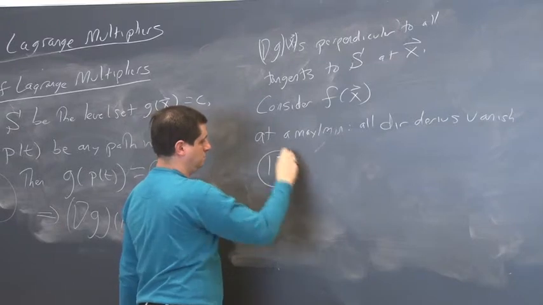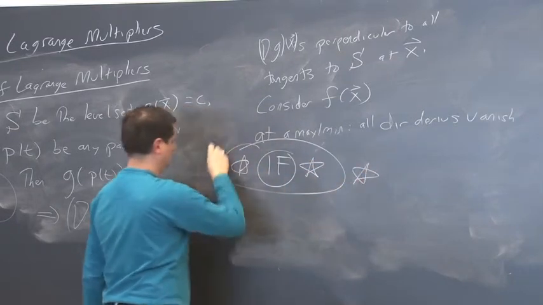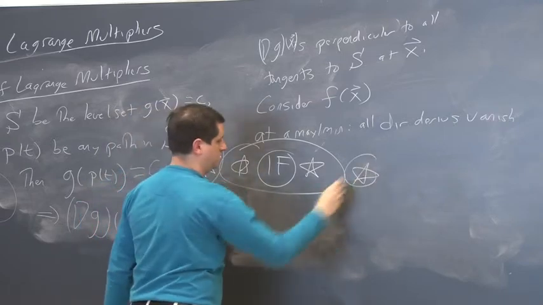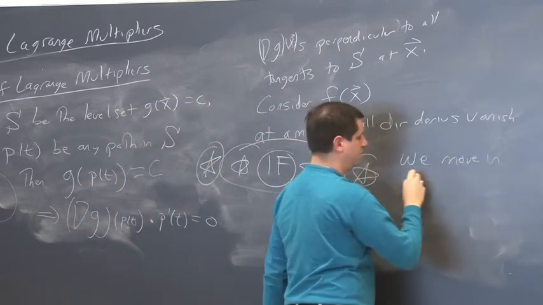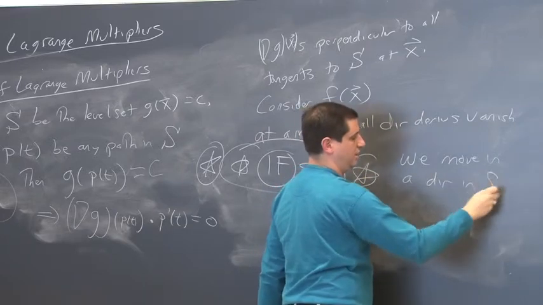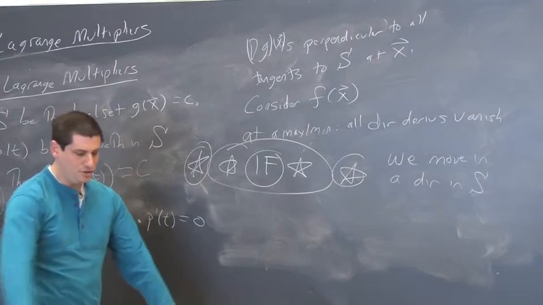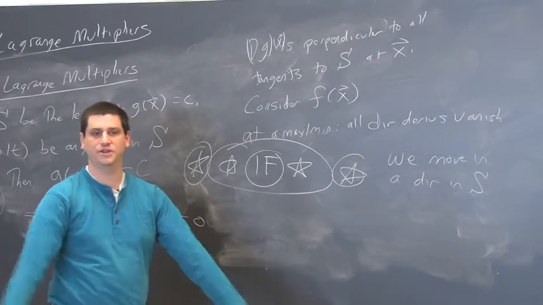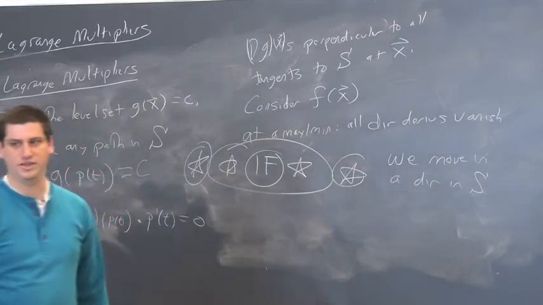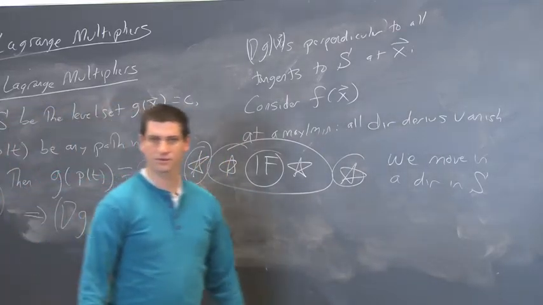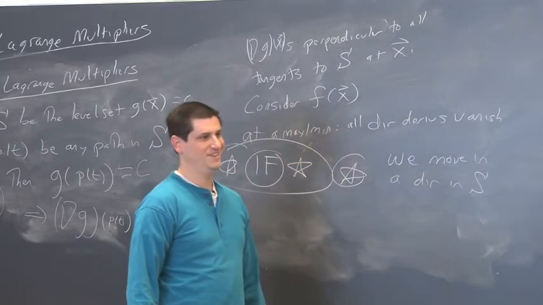if, okay, this is the important part. We move in a direction in S. Right? This is the key thing. Imagine the floor is my constraint g of x equals 0. Am I moving in directions that are allowed? What about now? No.